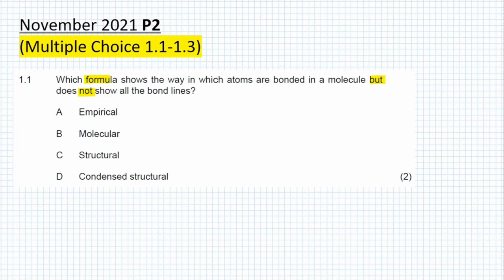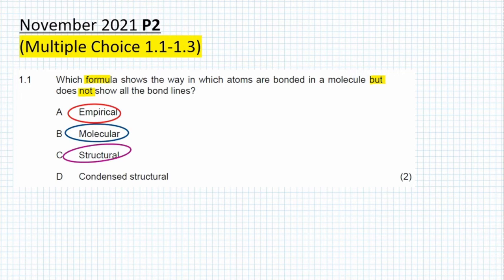We know that from grade 11, the empirical formula is the simplest ratio or shows the simplest ratio in which atoms in a molecule will bond. The molecular formula tells you the number and type of atoms in a molecule, but it gives no indication of how they are bonded. The structural formula shows us the number of each type of atom, the different types of atoms, and it shows every single one of the bond lines.